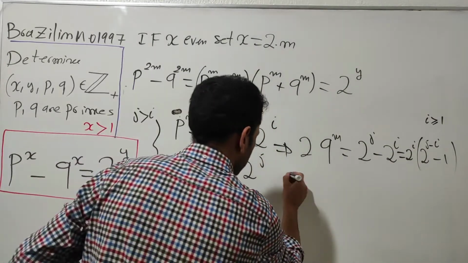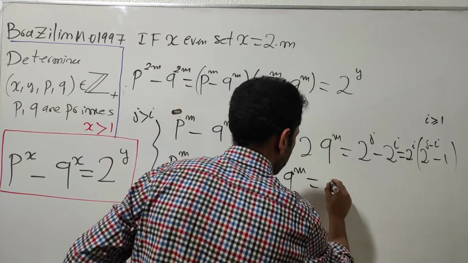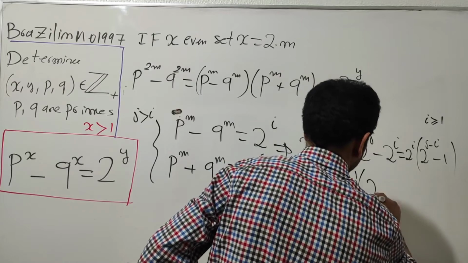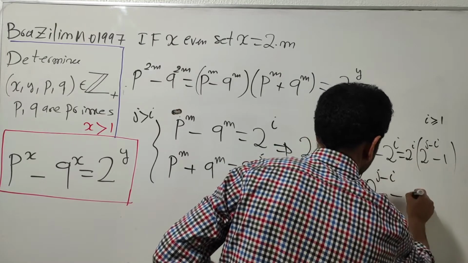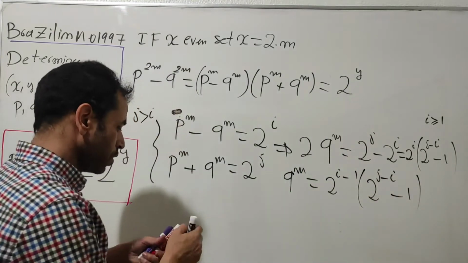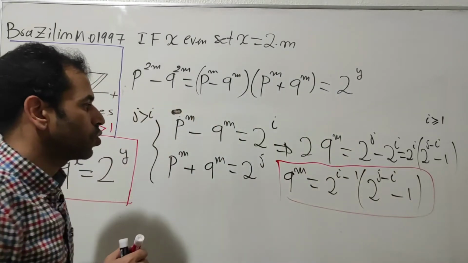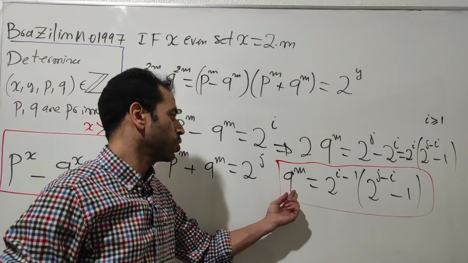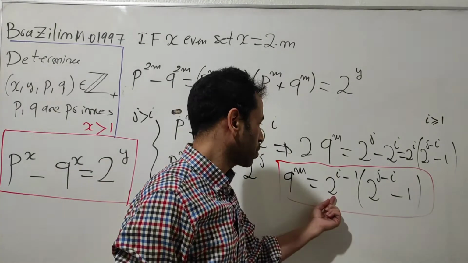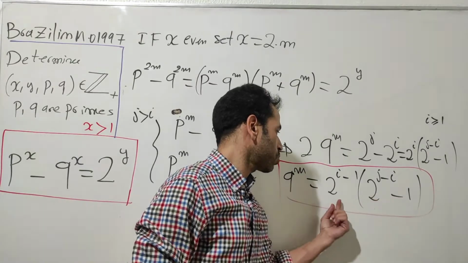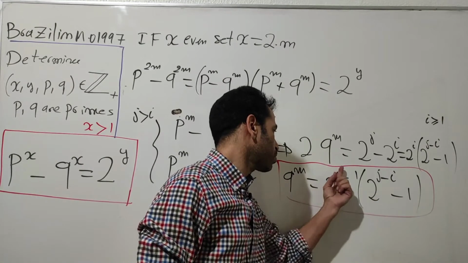So I get q to the m, which equals 2 to the i minus number 1, factor 2 to the j minus i minus number 1. So I have this nice equation here. So it's more clear. We know q is an odd prime, cannot be equal to this one because this one is even. So it equals to this one, which means the exponent of this one must be 0.